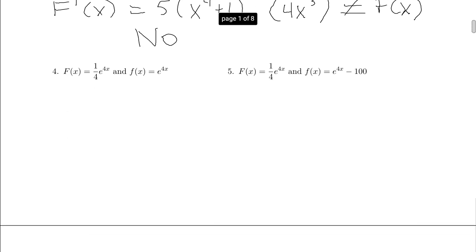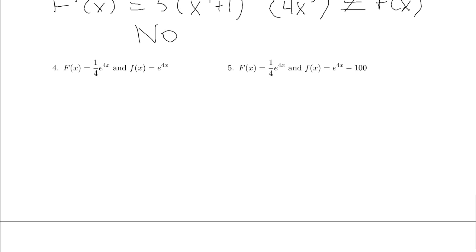Okay, next we have example 4. I think this might actually be the only one that works. When we go to take the derivative, big F prime of x, we're taking the derivative of 1/4 e to the 4x. 1/4 is just a constant, so it just multiplies our derivative of e to the 4x. Our rule for e to the 4x is we keep e to the 4x the same, and then we multiply by the derivative of its exponent, which is 4.